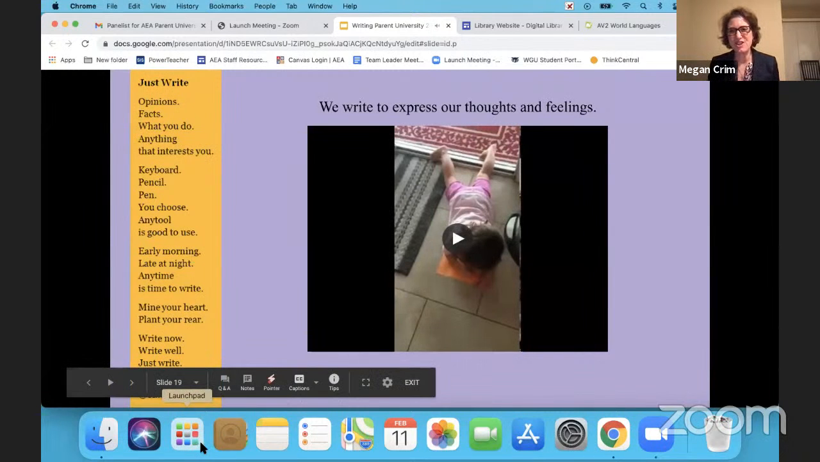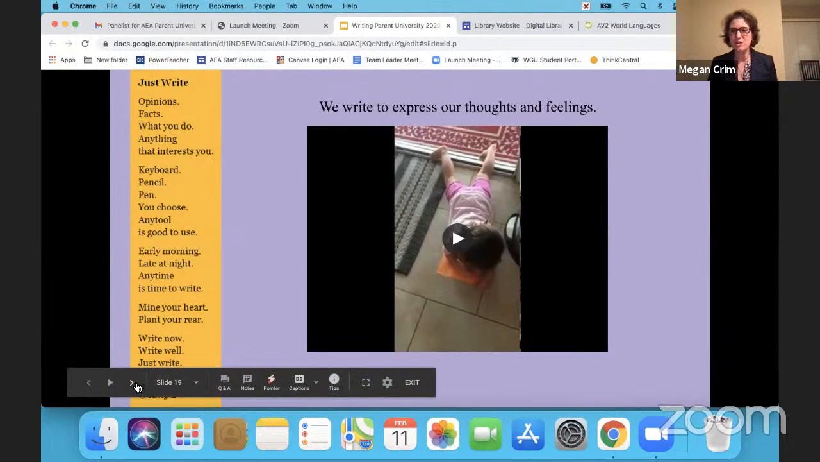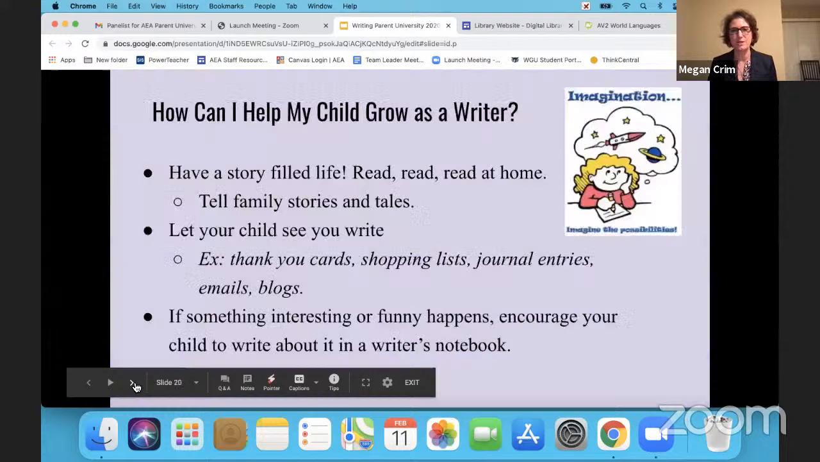So obviously she's younger than school age, but she's learning at a very early age how important it is to express your thoughts and feelings. And it's not always sunshine. And writing about the different zones you're in is super powerful for a young student.